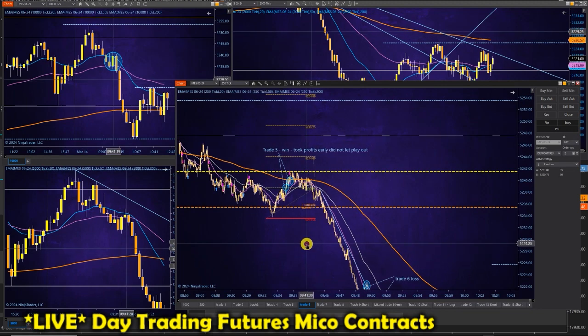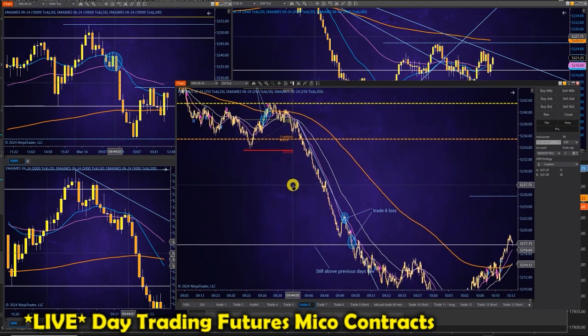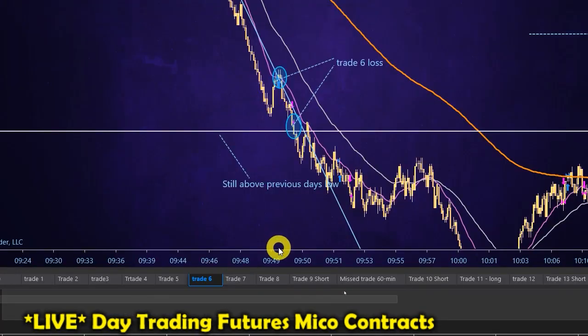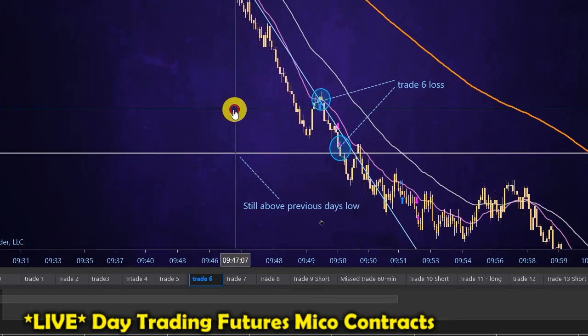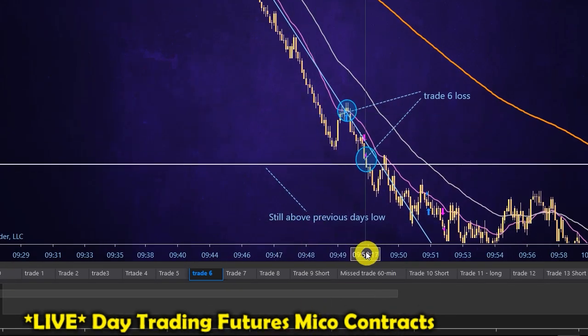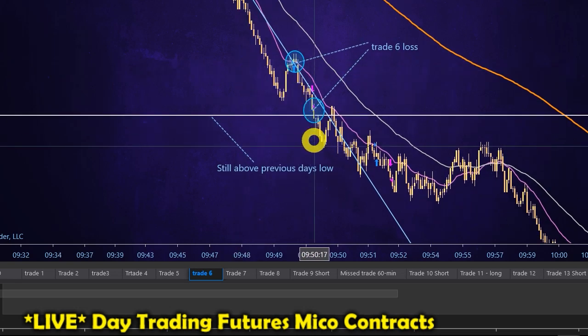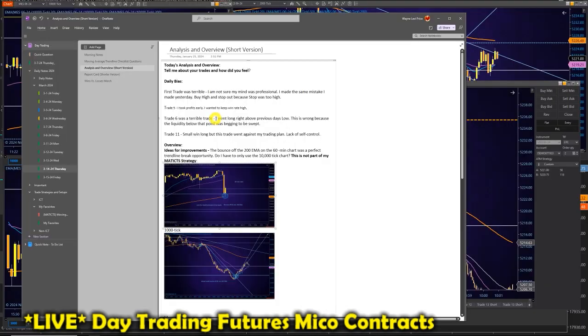But here we are in trade 6, which comes way, way down here. And this was a bad trade altogether. I'll tell you why trade 6 was a bad trade. Because it was still above previous day's low. That's the reason why not to take the trade here, because more than likely, it wants to take the liquidity here. Terrible trade. I went long right above the previous day's low. This was wrong because the liquidity below that point was begging to be swept.